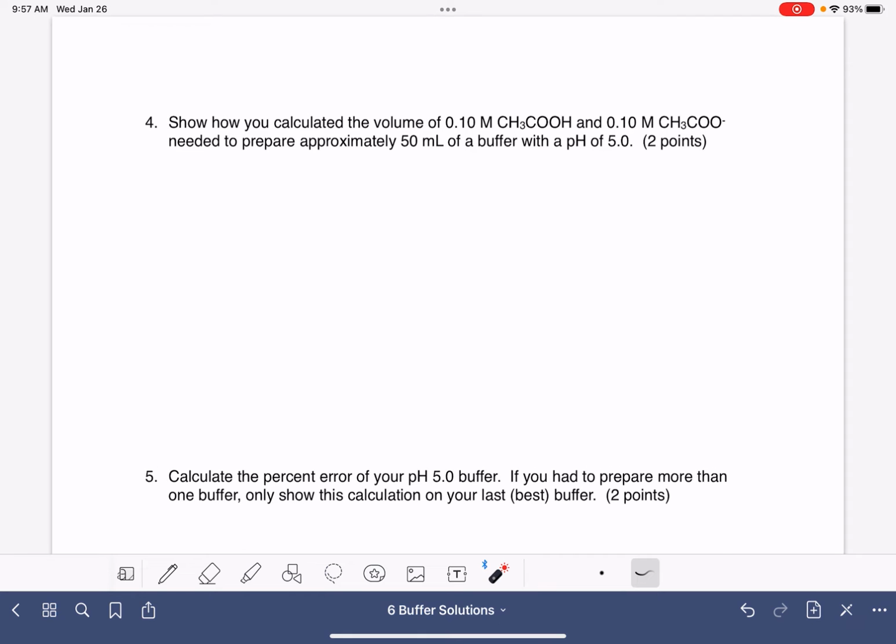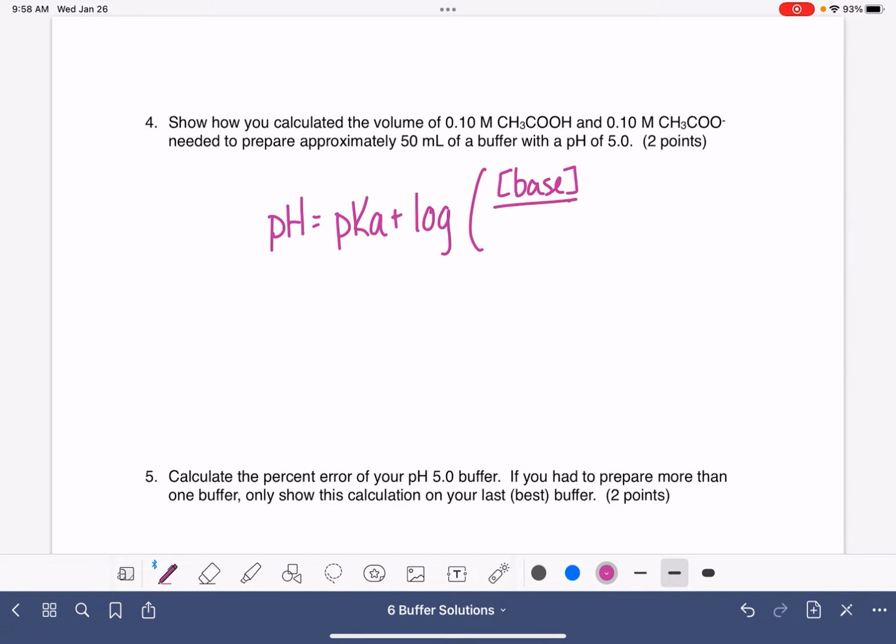Then on question number 4, this is a space for you to do your work to show the calculation that you needed to do for part 3, how to prepare a pH 5 buffer that is approximately 50 milliliters. For this, you're going to use the Henderson-Hasselbalch equation again. pH equals pKa plus the log of the concentration of the base over the acid. Now, you're not going to be able to completely solve this Henderson-Hasselbalch equation because you just don't have enough information.